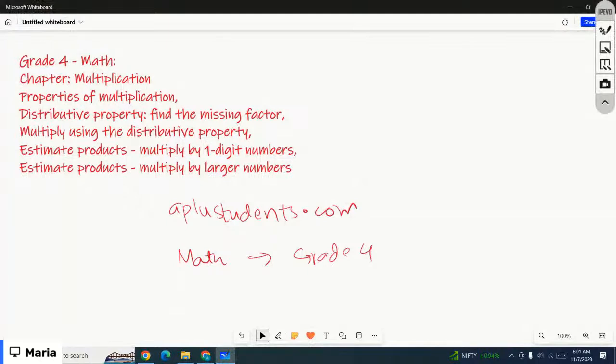We're going to start with the chapter. The lessons we're going to cover from the chapter are properties of multiplication, distributive property, find the missing factor, multiply using the distributive property, estimate products, multiply by one digit number, and multiply by larger number. So we have already started the chapter multiplication.